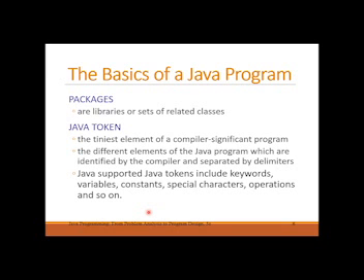Java token, the tiniest element of a compiler significant program. The different elements of the Java program, which are identified by the compiler and separated by delimiters. Java supported tokens include keywords, variables, constants, special characters, operations, and so on.